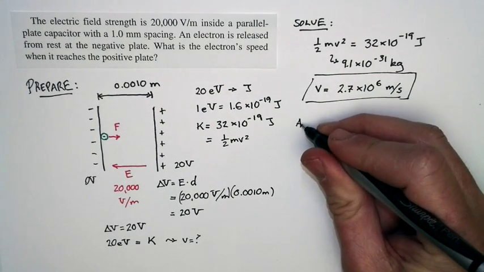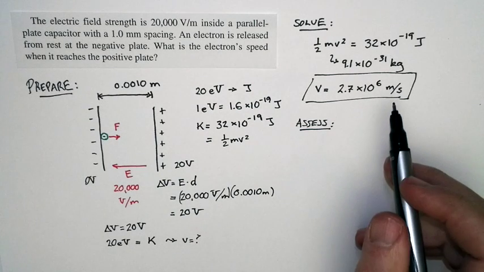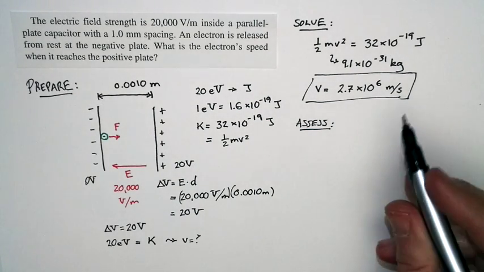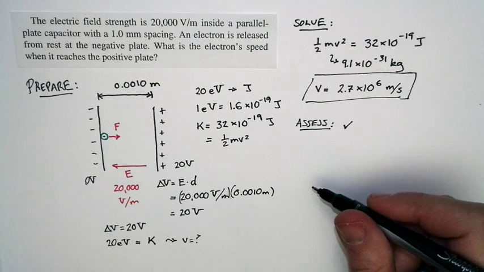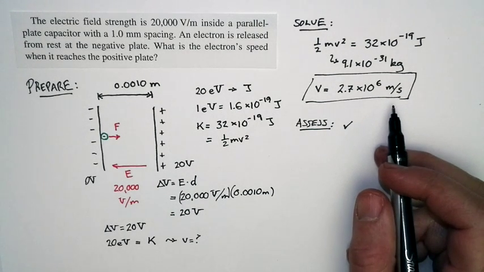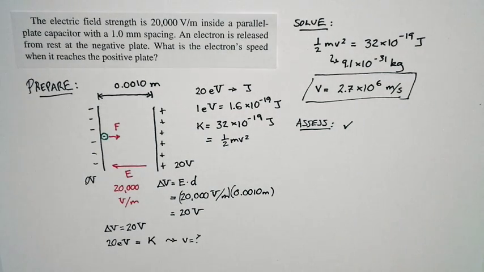And so we can assess our result. We expected that this was a big amount of kinetic energy for the electron. We expect it to move quickly. In fact, it does move quickly. 1 electron volt is a tremendous amount of energy if you're an electron, and so we expect it to be moving rather quickly. And so this answer matches the way we know the world works.